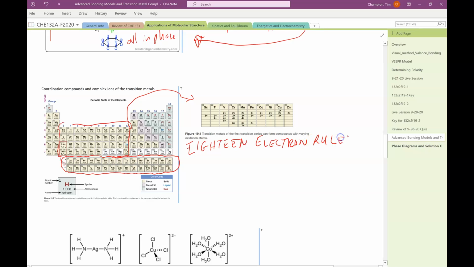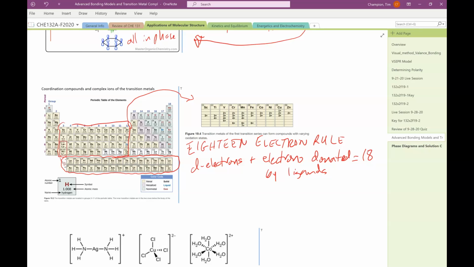The 18 electron rule basically says if you take the d electrons on the metal plus the electrons donated by ligands, which we're going to explain what those are, for most stable things that is going to be equal to 18. So this is kind of like the octet rule for these kind of compounds. And if you count the boxes across the periodic table, if you go from here all the way over to there, that's 18 boxes. That's where it comes from.